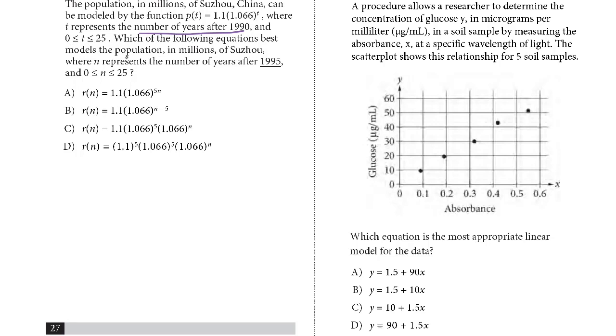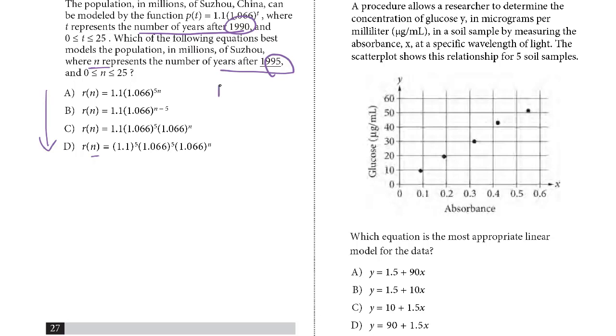Which of the following equations best models the population in Suzhou, where n represents the number of years after 1995, not 1990, and n is between 0 and 25? So if I want the population in terms of n, the number of years after 1995, every exponential is a function of n, and it's all raised to the n power. So what do we know about this?